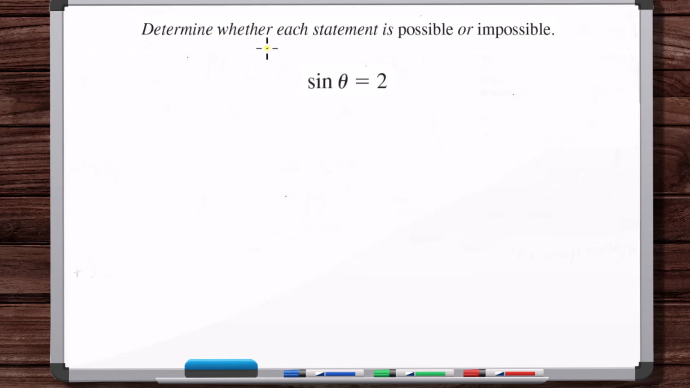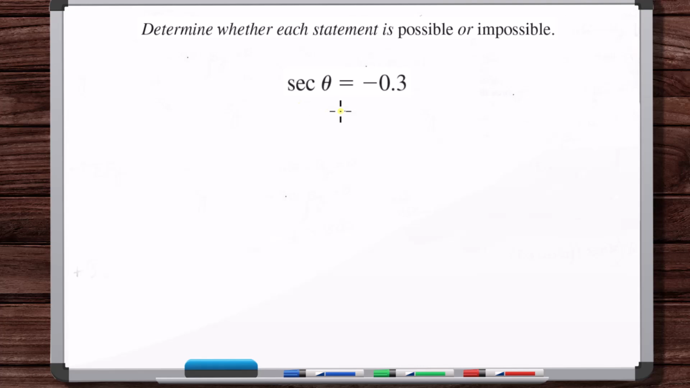Determine whether each statement is possible or impossible. Sine of theta is equal to 2. Impossible. Why? You can't have a cosine or a sine of an angle be anything greater than 1 or less than -1. Tangent theta is 0.93. Tangent can be absolutely anything from -infinity to infinity. There are situations where tangent doesn't exist, but if they're just asking, is this possible? When it comes to tangent, anything is possible. You could get any real number.